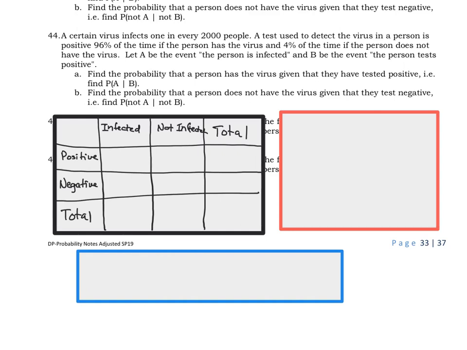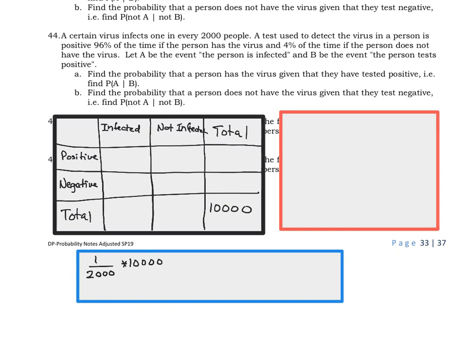Probability practice exercise number 44. A certain virus infects 1 in every 2,000 people. So we're going to let our total be 10,000 people. So if a virus infects 1 in every 2,000 people, that's the fraction of the people that it will infect. Just like if we take a percent of a number, we multiply. If we're going to take a fraction of a number, we will multiply as well.